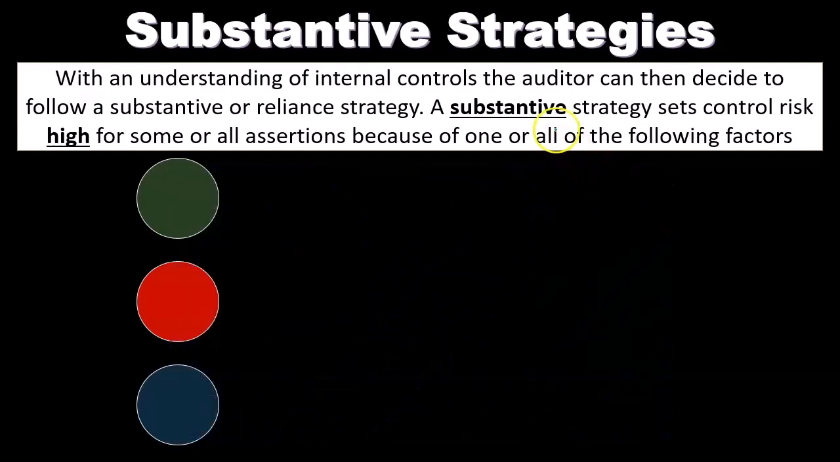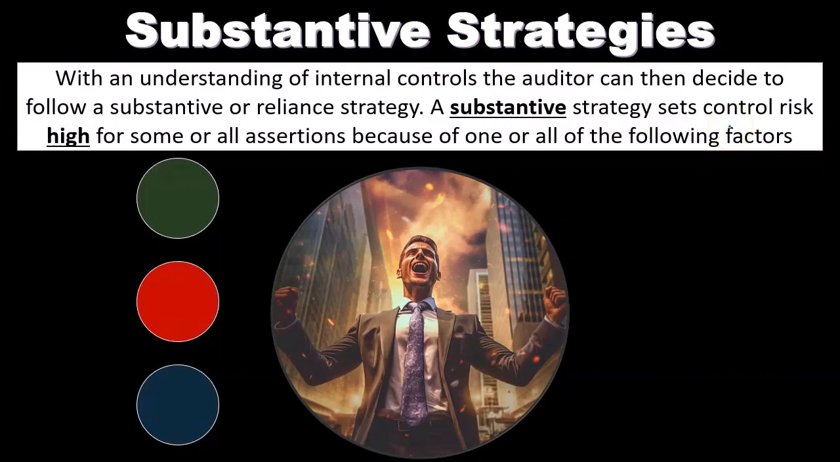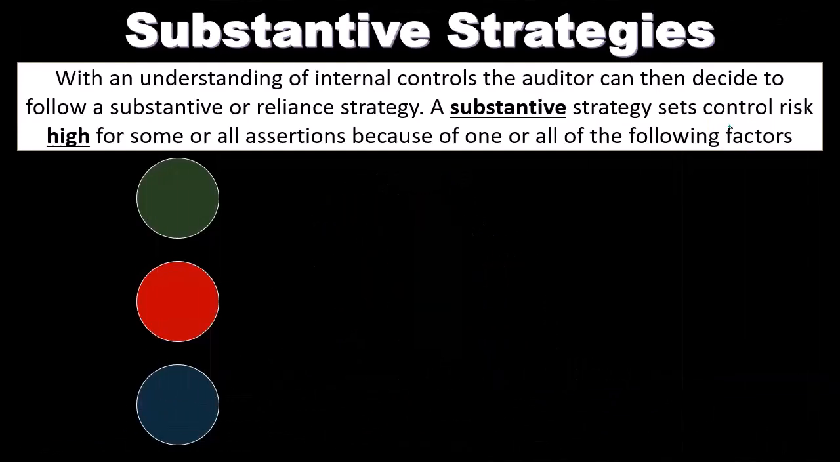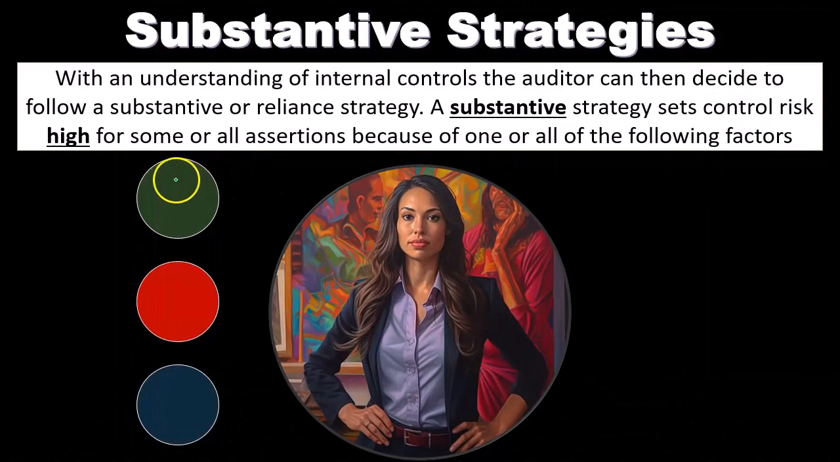So the reason we would have a substantive strategy is because we're not reliant on internal controls. For some reason, we've decided that the internal controls are something that we couldn't rely on. And so if we can't rely on the internal controls, we're going to be doing more substantive, more actual work type testing. Now, once you have that down, you need to basically understand that that means that control risk has been set high. So we actually set the control risk high.